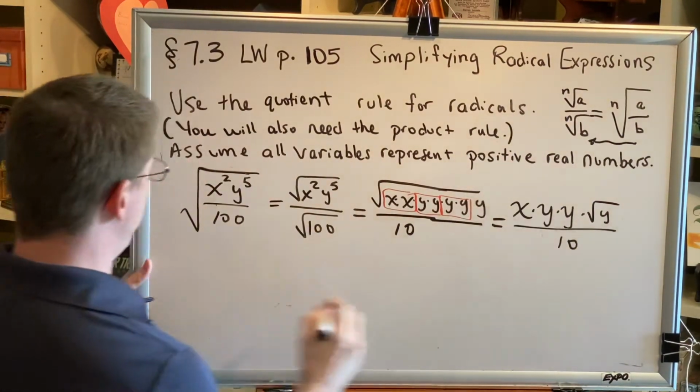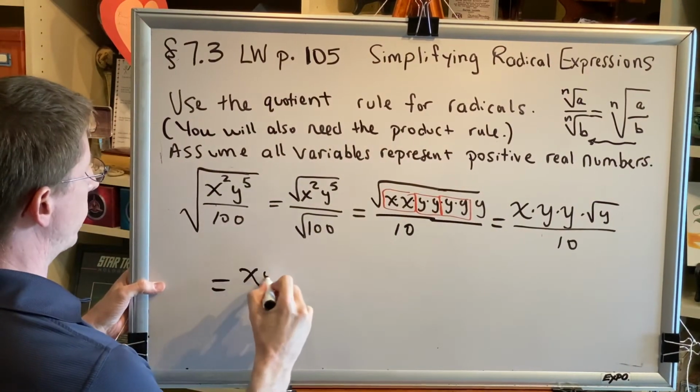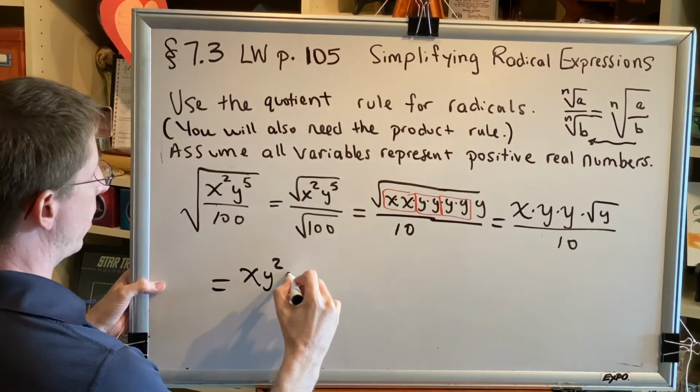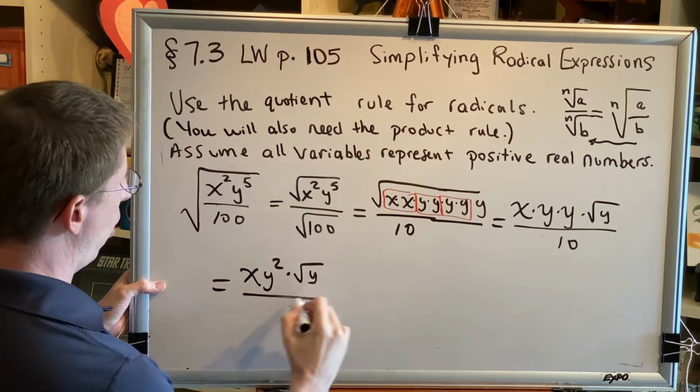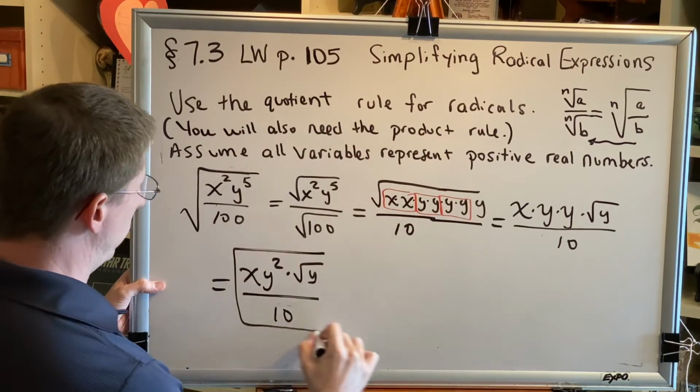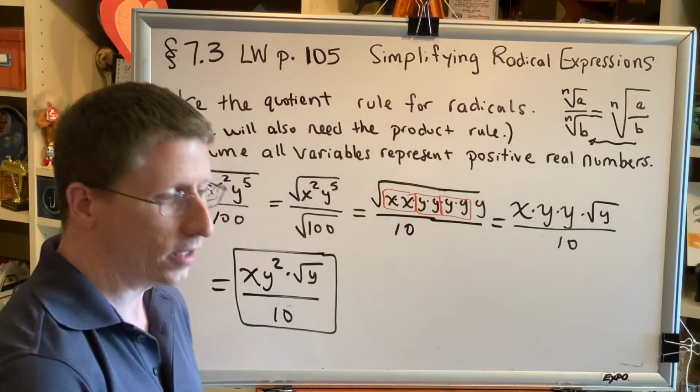And now we can put some of these things together a little bit, and we'll get x, y squared times the square root of y over 10. And that is our final answer for this problem.